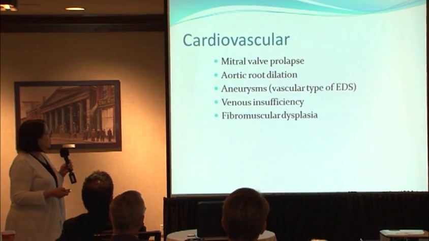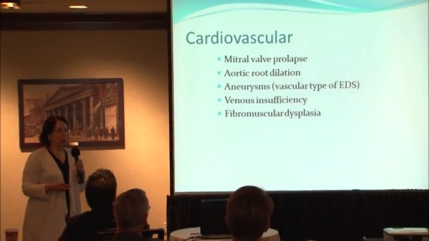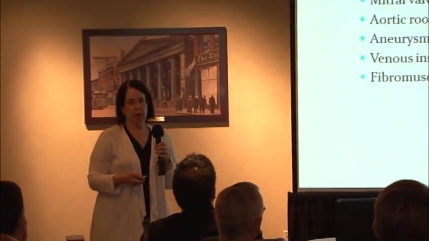Now, in terms of the cardiovascular system, we see mitral valve prolapse, aortic root dilatation, which usually does not progress. In the classic and hypermobile type, the aortic root dilatation is not a major issue. In the vascular type, the aneurysms that typically develop are in the medium-sized vessels, most typically in the abdominal area, the splenic artery, hepatic artery, and so on. We have seen carotid and iliac artery aneurysms, and this is obviously a life-threatening potential complication.